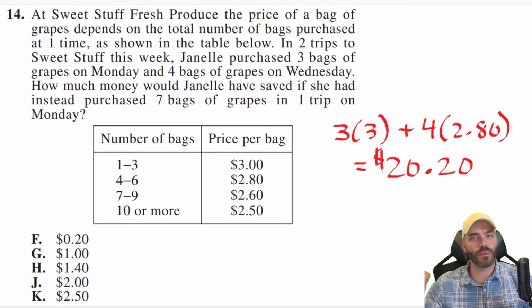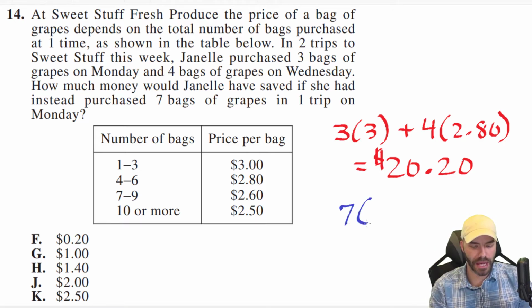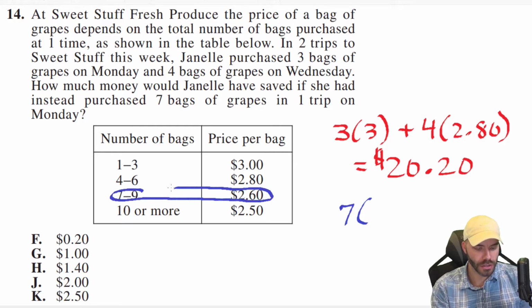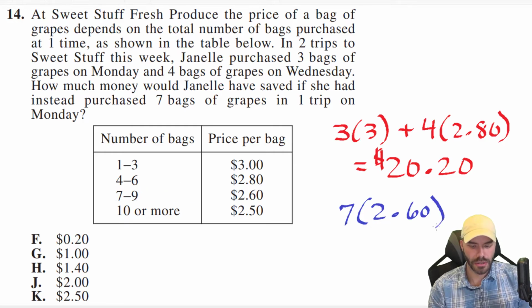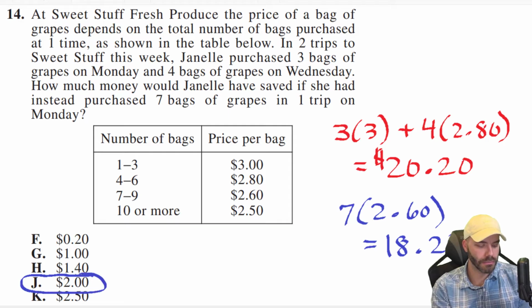If she just had went ahead and bit the bullet and bought 7 bags on Monday instead of coming twice, she would have gotten those 7 bags for $2.60 each. So what's 7 times $2.60? $18.20. So the difference there is $2. She could have saved $2 had she bought them all at once. Boom. Answer J. All right, the last one for today.